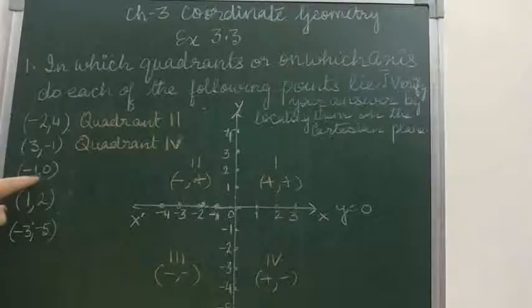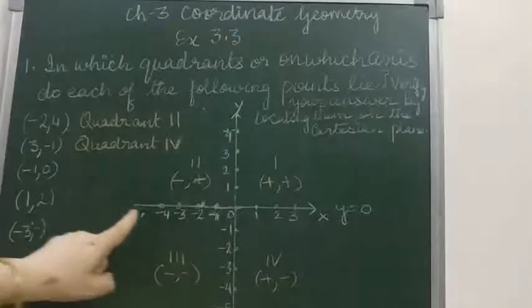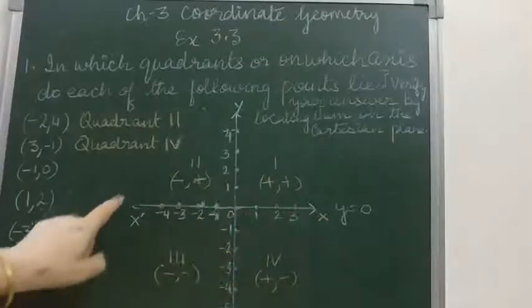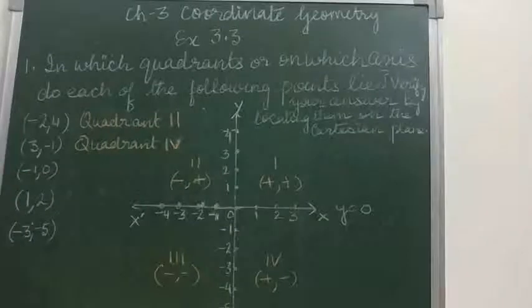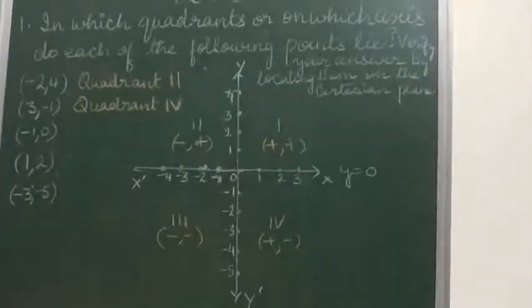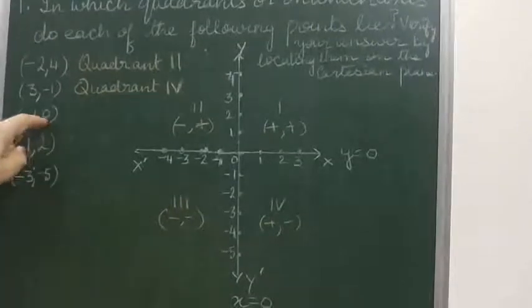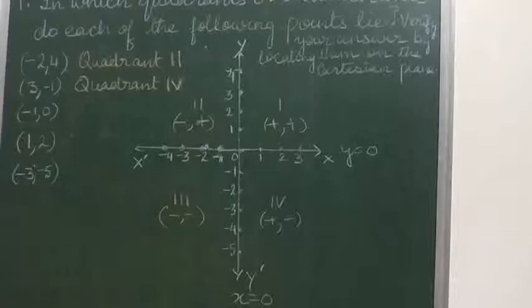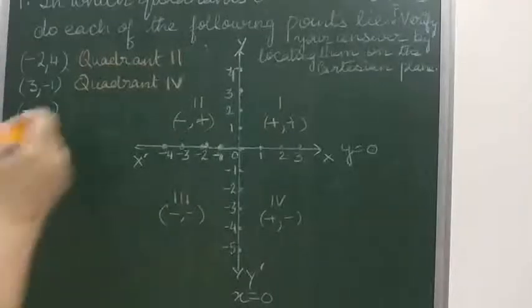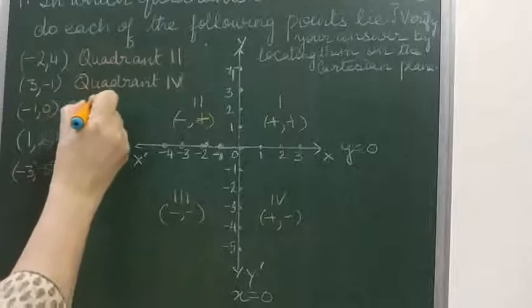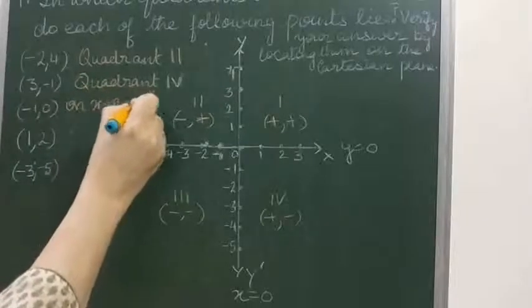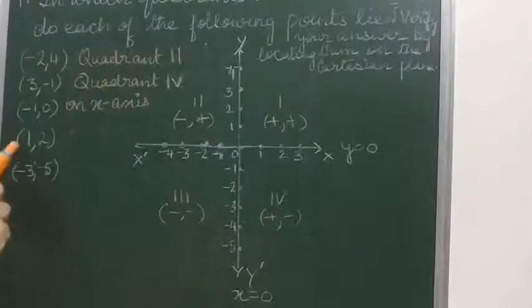X is negative and y is 0. Now y is 0 on the x-axis, and x is 0 on the y-axis. Keep this in mind. So if y is 0, that means this point is lying on the x-axis.